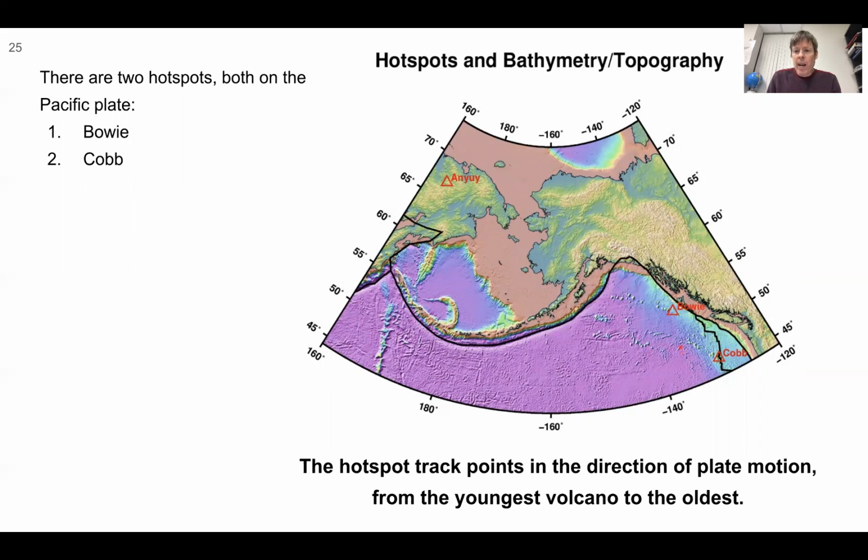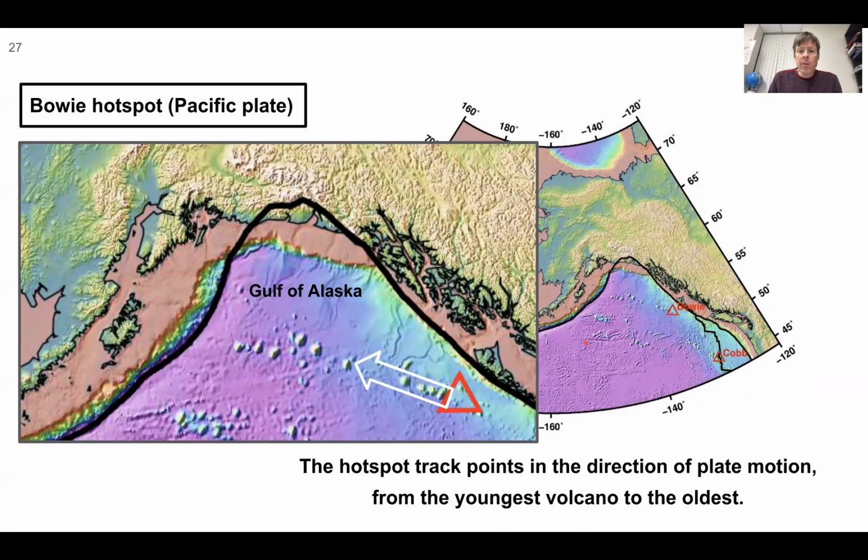So the hotspot tracks, which is the line of seamounts, point in the direction of plate motion from the youngest volcano to the oldest. So here shows these hotspot tracks in the direction pointing from the youngest to oldest, and that's the motion of the Pacific plate. We can zoom in a little bit for the Bowie hotspot seen here.